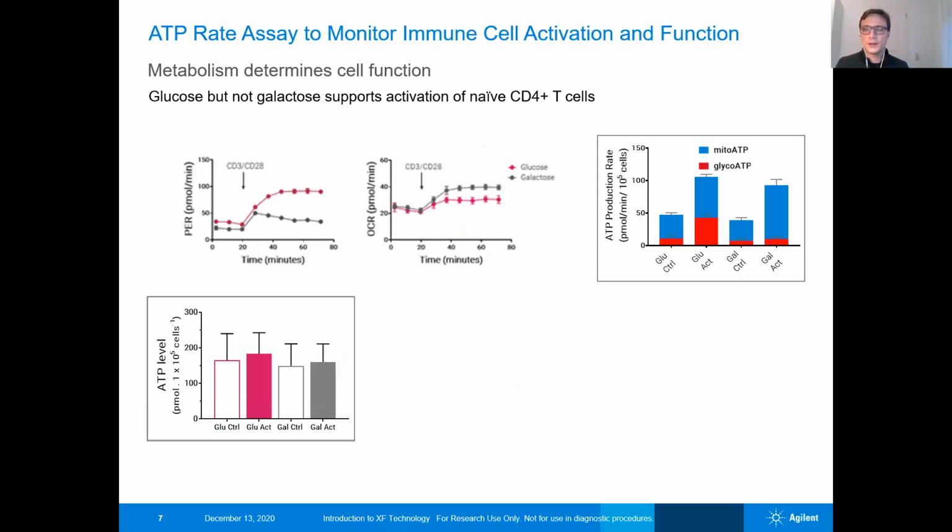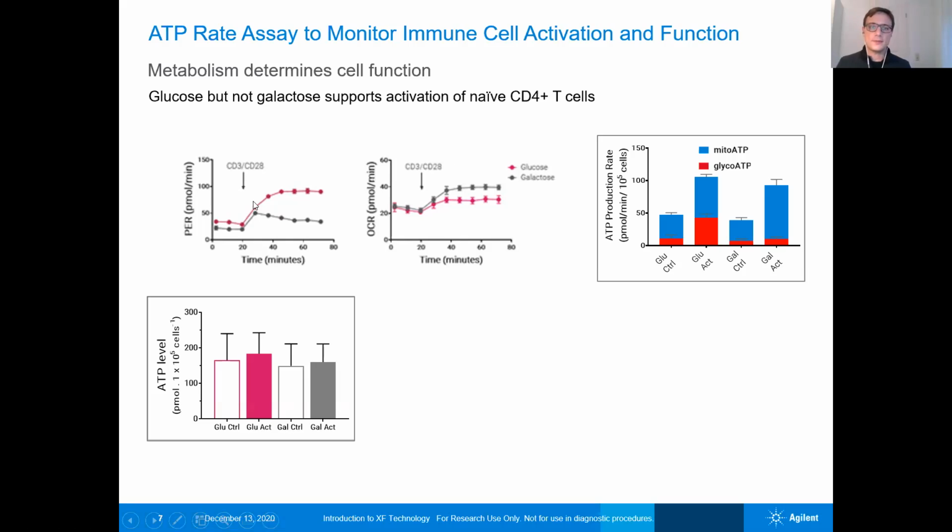And as in the example in the very first presentation this afternoon, with the generation of cancer stem cells very efficiently using galactose to make cells oxidative, you can also use something similar to determine the functionality of T cells. So what was done here is T cells were activated with anti-CD3, anti-CD28 antibodies into effector T cells.